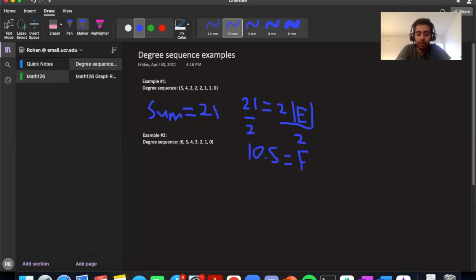We could have also said that since we have a 5, a 1, and a 1, that means there are 3 vertices with odd degrees, when it has to be even.